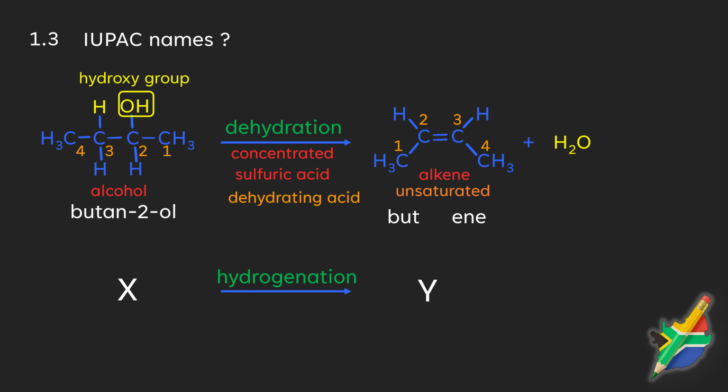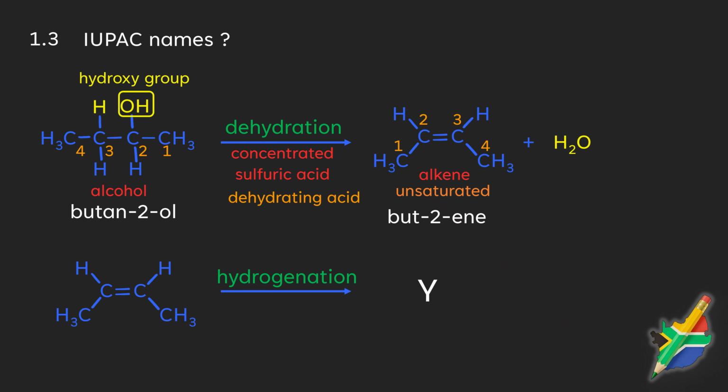The suffix is -ene, indicating that the compound contains a carbon-carbon double bond. We need to indicate where in the chain the double bond is. The double bond is between carbons 2 and 3, and so in the name we write the position of the double bond using the lower number of the 2 carbons involved. So this alkene is but-2-ene.